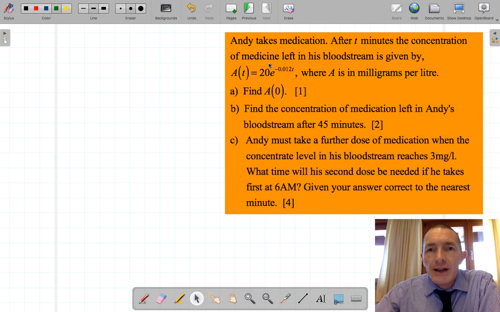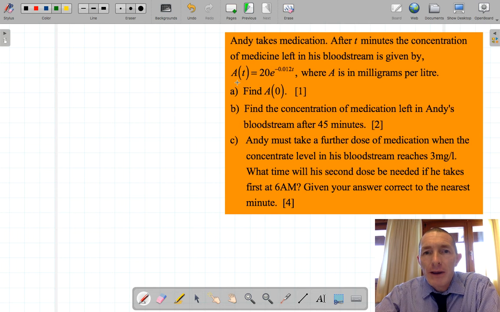So for this question here, it's actually quite a straightforward question. It's going to involve some logarithms, and you're definitely going to have to use a calculator. So first of all, we'll have a good read of it, but basically we've got a model for the concentration of medication in the blood.